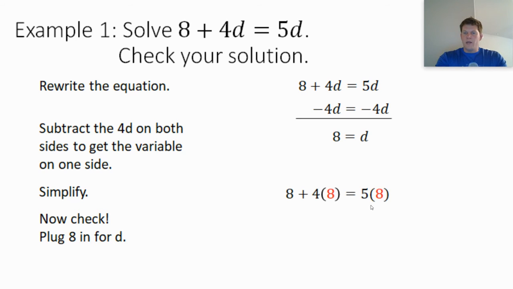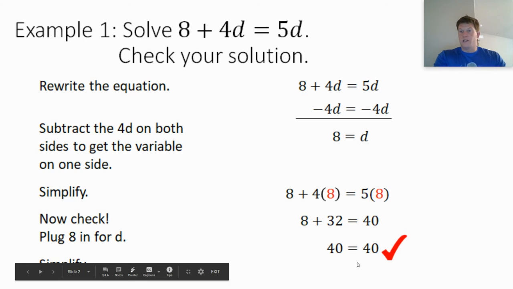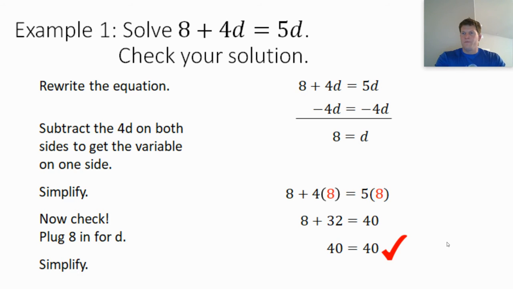So in my original equation, I had a d with the 4, and I had a d with the 5. Since they're right next to each other, that means multiplication. So I'm going to multiply the 4 times our answer and the 5 times our answer. All I did was just drop that 8 in for that variable. Let's simplify here a little bit. Let's multiply this out. 4 times 8 gets me 32. 5 times 8 gets me 40. 8 plus 32 gets me 40. So I have 40 is equal to 40. There's example 1.